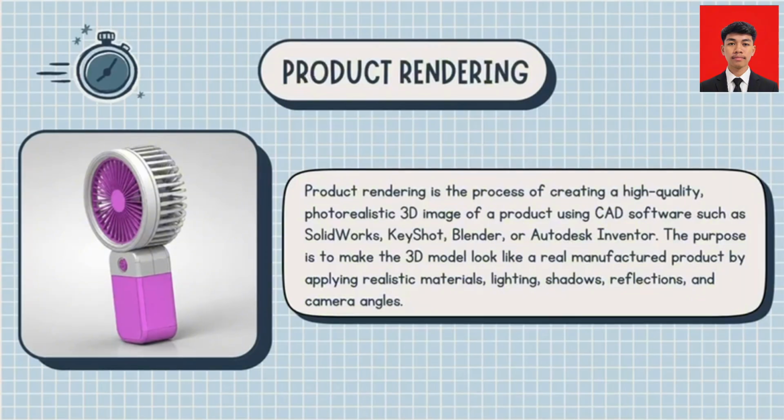My name is REDZUAN. Now I will explain the product rendering. Product rendering is the process of creating a high quality, photorealistic 3D image of a product using CAD software such as SolidWorks, Keyshot, Blender or Autodesk Inventor. The purpose is to make the 3D model look like a real manufactured product by applying realistic materials, lighting, shadows, reflection and camera angles. So this is an example of our handheld mini fan product rendering.